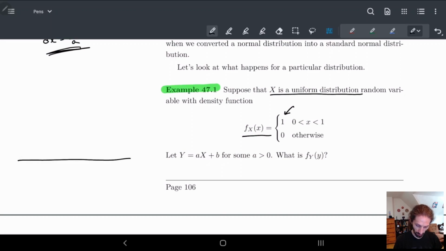So we have 0 everywhere. Between 0 and 1, I have 1. And then I have 0 everywhere else. And remember, the reason why we have 1 here is because the area has to be equal to 1. So if I take this area here, it's 1 times 1, which is equal to 1. So that's why we have this 1 here. This is where this density formula is coming from.